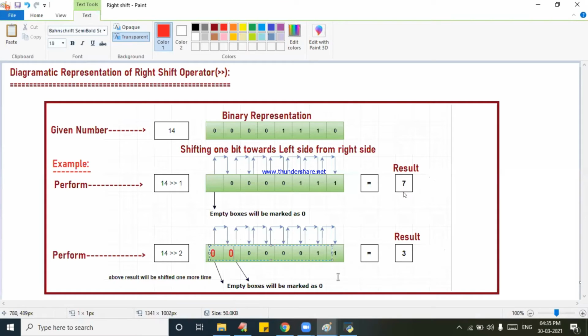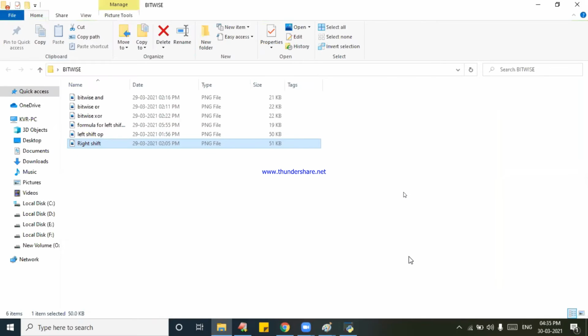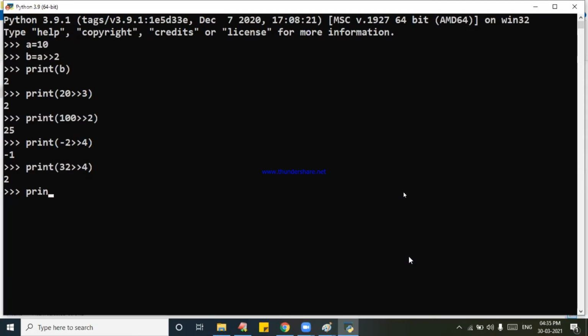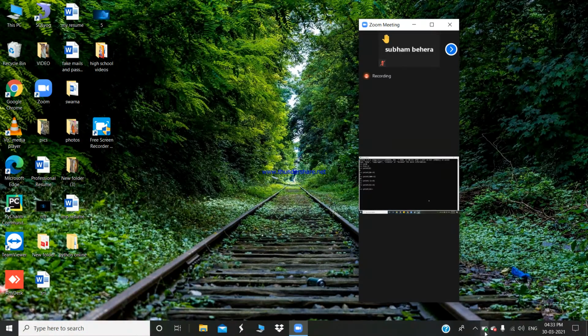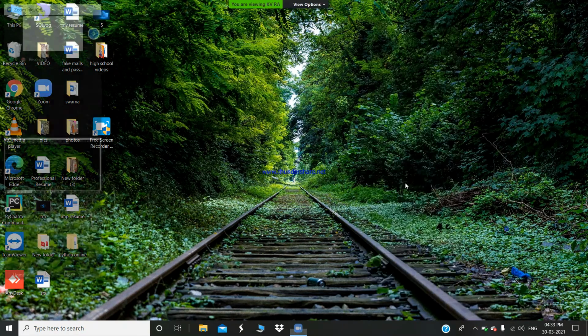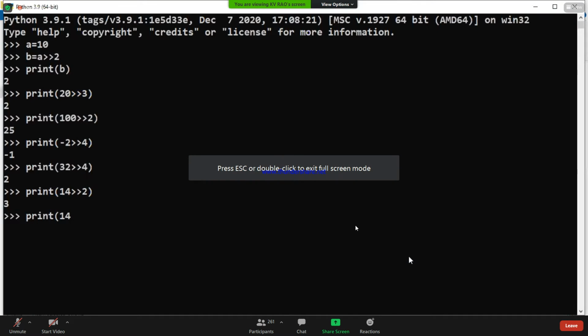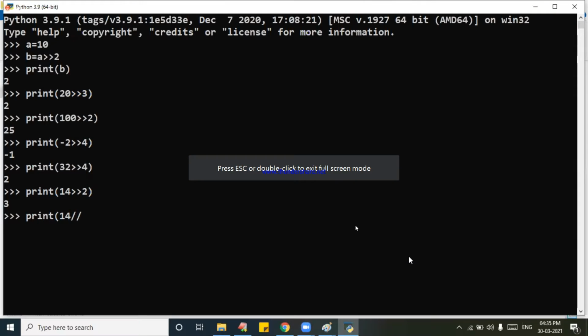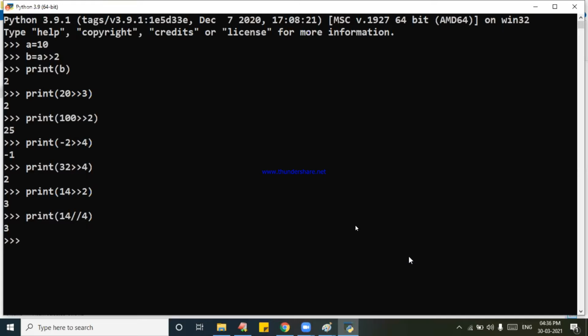What is that? Double slash will give you the integer quotient, that is 3. Go to the place here. See, 14 double greater than 2. What is the answer? 3. It is similar to 14 double slash 4. What is this giving? 3. It is 14 by 2 square, which is 4. 14 by 4 is 3. Right? So, negative number binary conversion, wait.